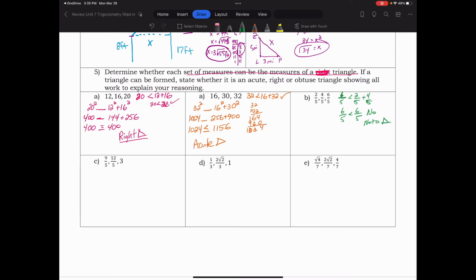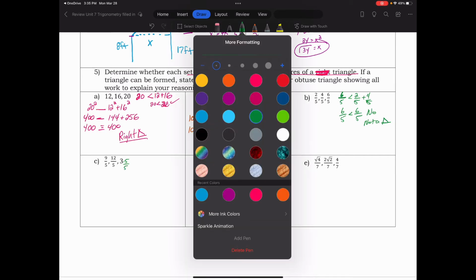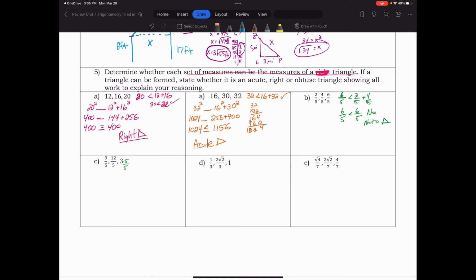For these ones, to do a comparison, I would actually change this into a fraction, so I'd multiply by 5/5. Let me change the color here. I'm going to be comparing 9/5, 12/5, and I'm going to call this 15/5 so we can do a comparison. So is 15/5 less than 9/5 plus 12/5? Yes, so it is a triangle.